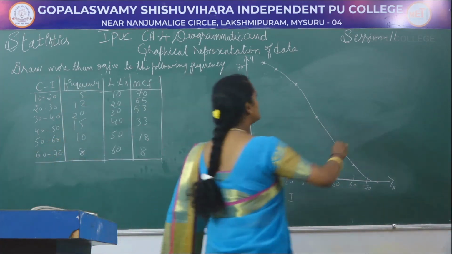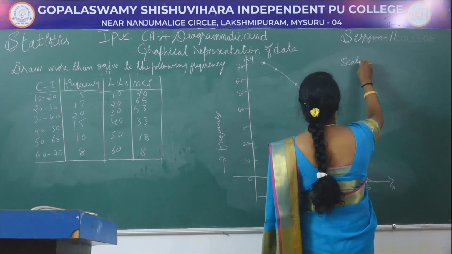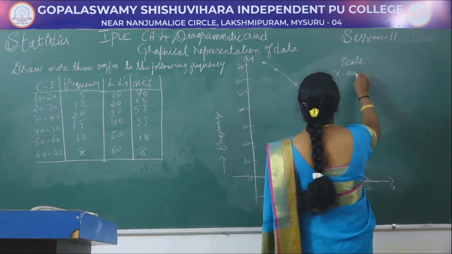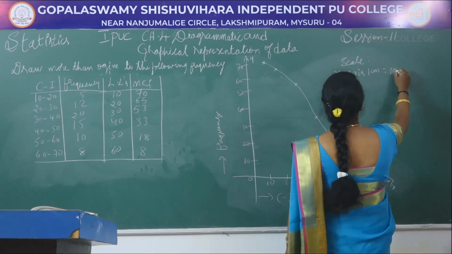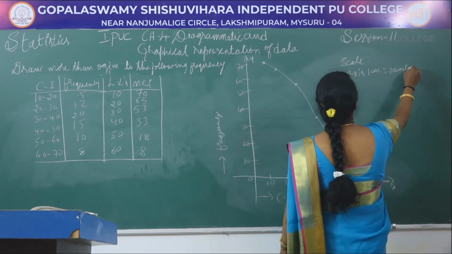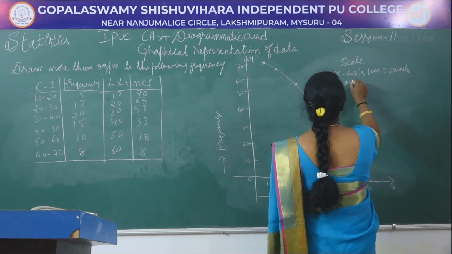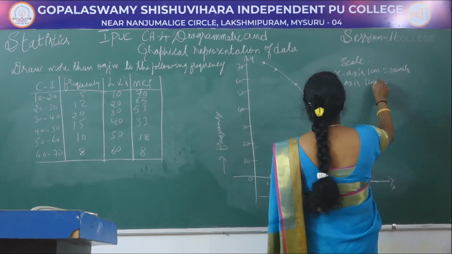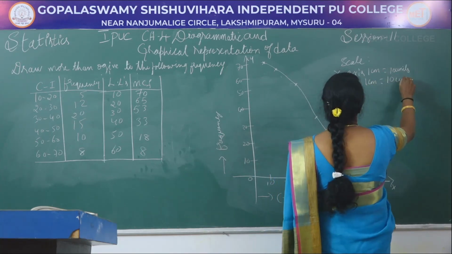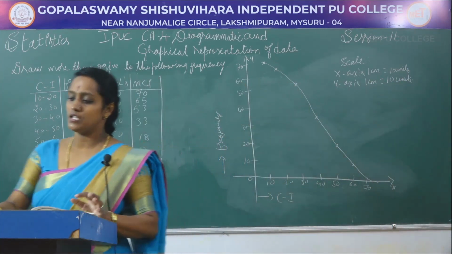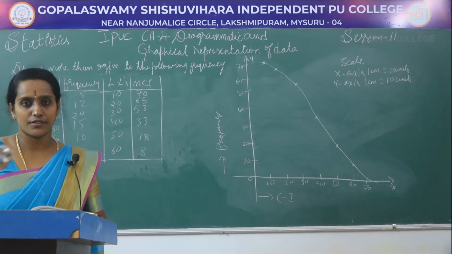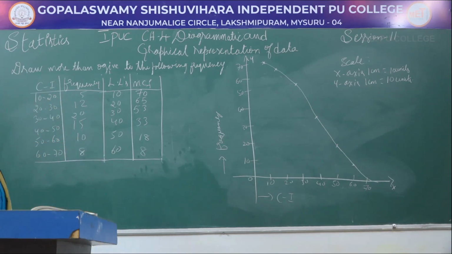Now you have to write the scale. X-axis 1 centimeter is equal to 10 units. Y-axis 1 centimeter is equal to 10 units. So this is how we have drawn the more than ogives.